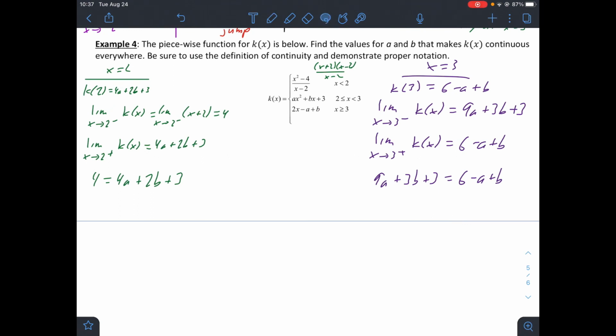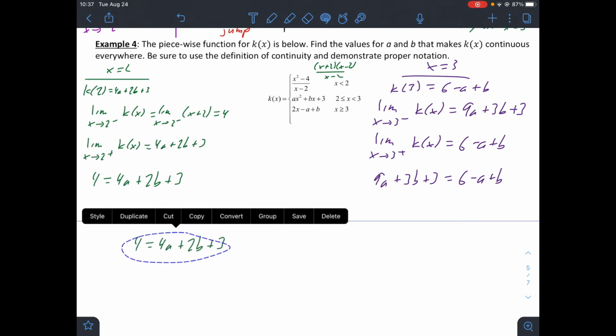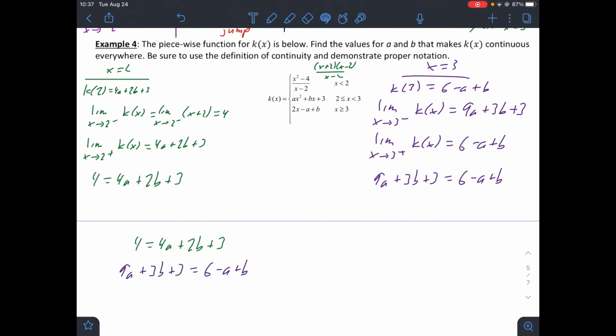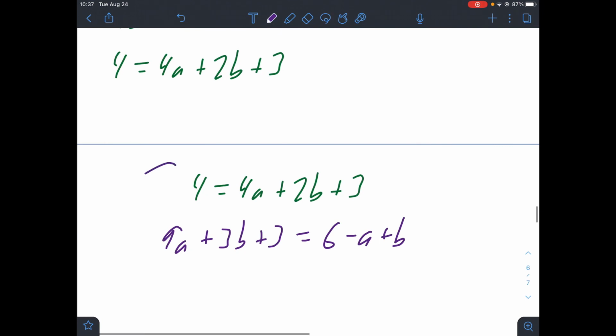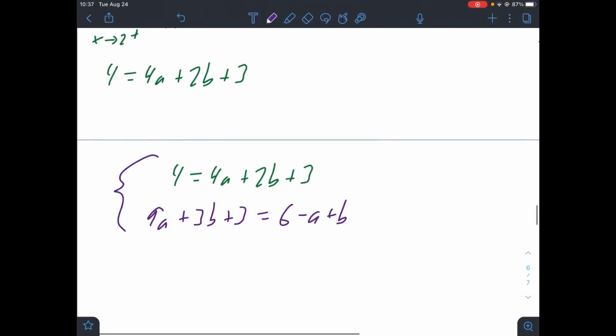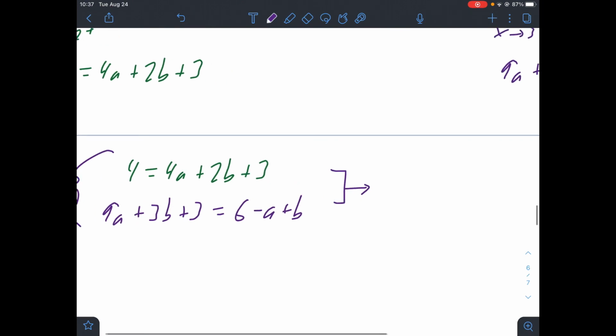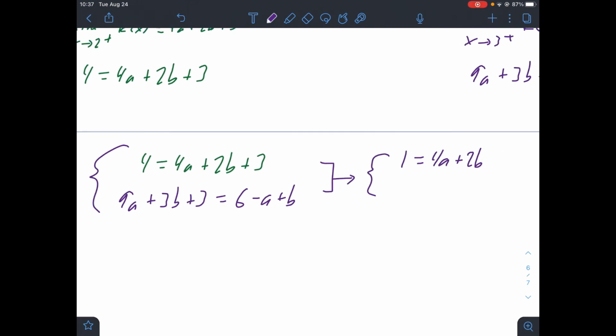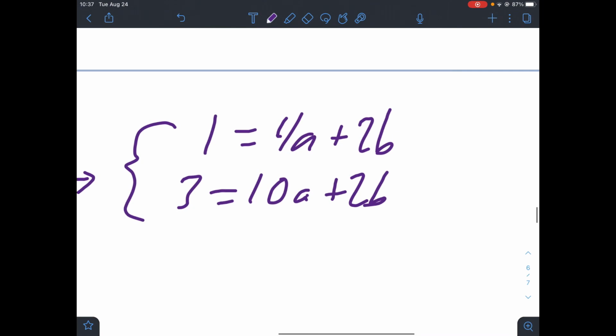So now we have two equations, one here and one here, that both have two variables in them, so we can solve this system of equations. All right, so the first thing I would do is simplify these two equations. So the first equation would be 1 equals 4a plus 2b. The second equation, if we do some rearranging here, if we add the a's on both sides, we get 10a. Subtract the b from both sides, we get 2b. Subtract the 3 from both sides, we get 3. So 3 equals 10a plus 2b. And now this is a nice, easy system of equations.